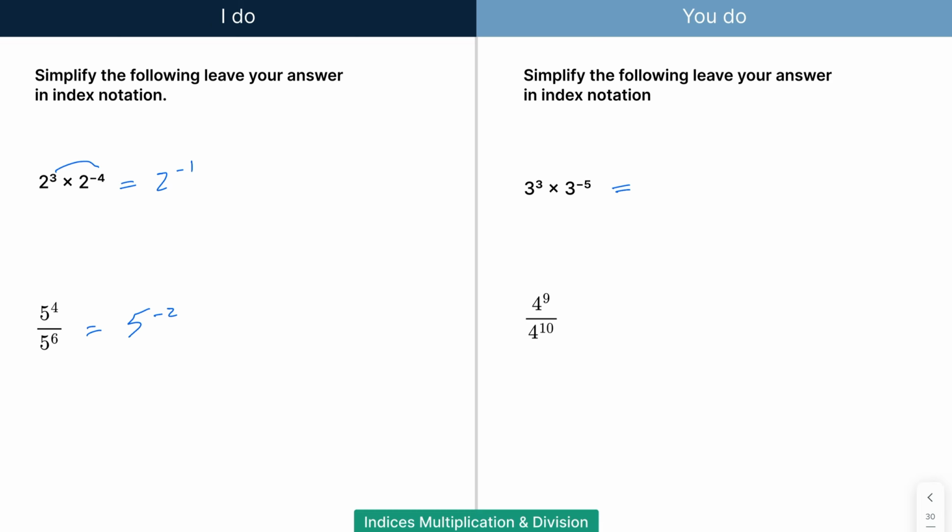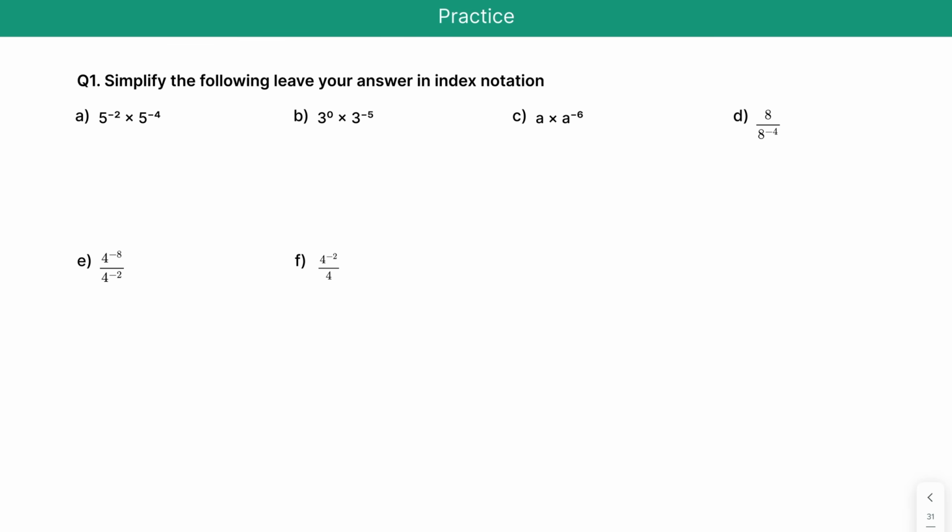And this one here, again, when you're multiplying indices, hopefully you have pressed pause and had a go at this. So that's 3 to the negative 2. And when you're dividing indices, you're just subtracting. So 4 to the power of minus 1. So here are some practice questions. Press pause now and have a go. Here are the answers. Mark your work.